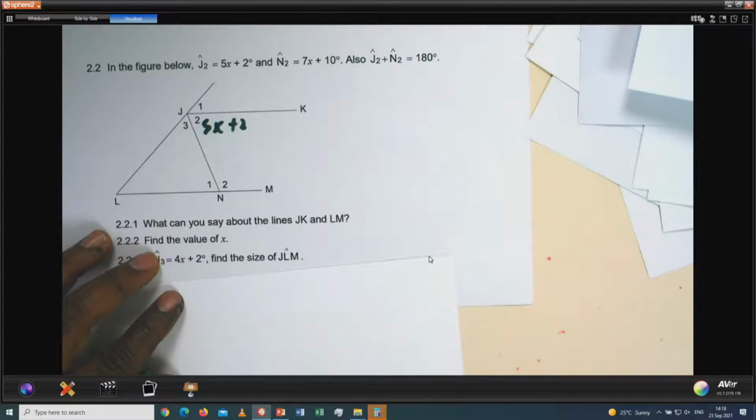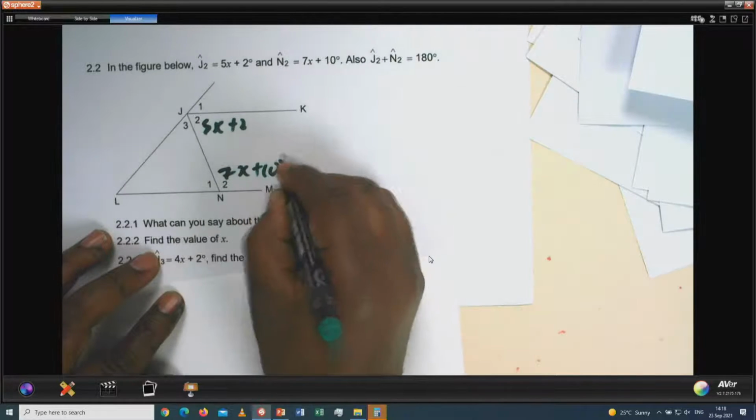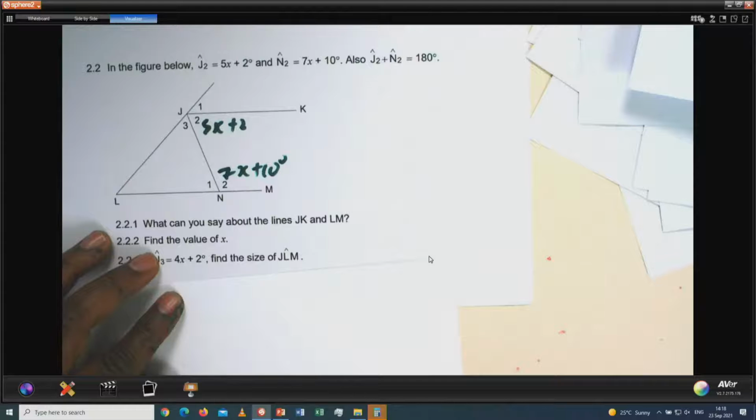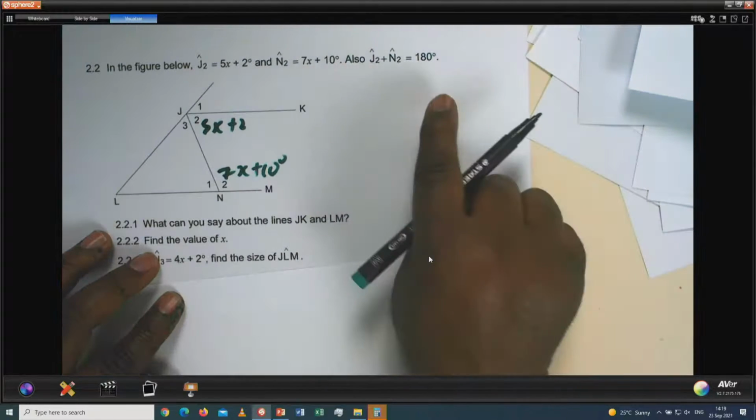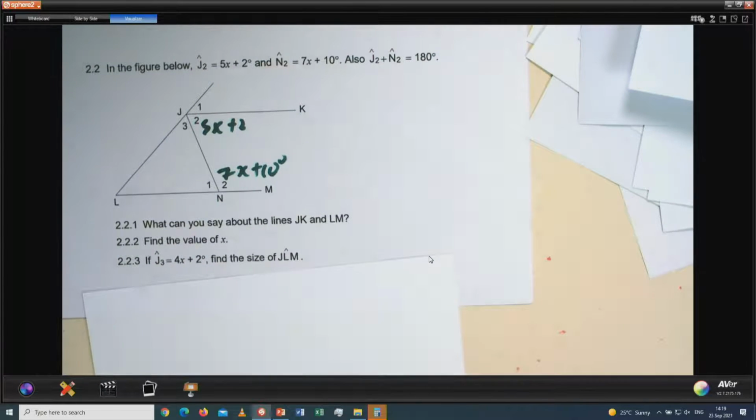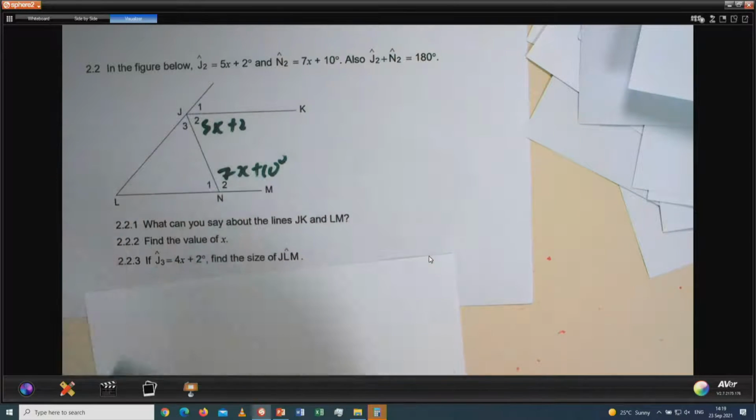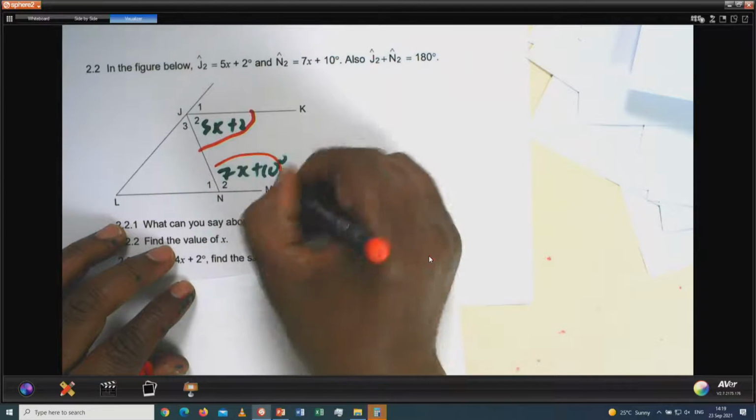Make life easy for me. N2 is 7x plus 10. You know, the aim of mathematics is just to make life easy for you. They say J2 plus N2 equals 180. Let's get our crayons. J2 plus N2 equals 180.